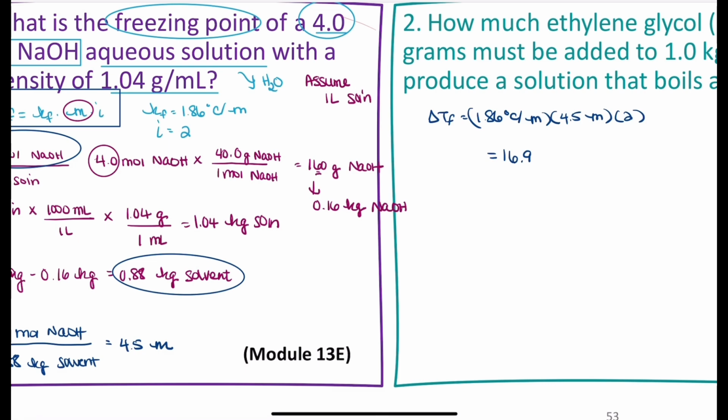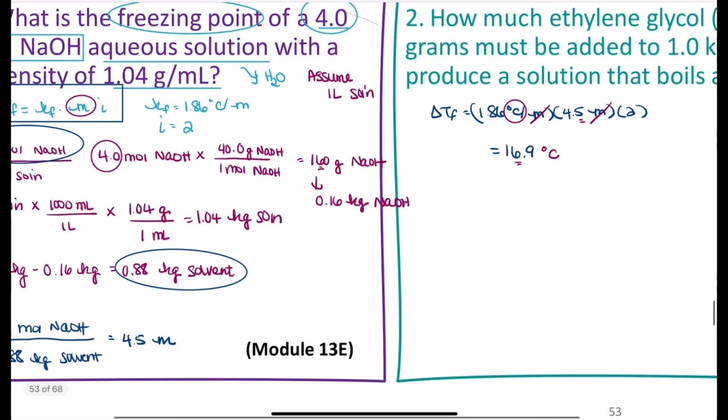What is that really? What are my units here? Let's see. My molality has canceled. Van Hoff factor doesn't have a unit. I've got degrees C, which is good. This should be a change in temperature. So I get 16.9 degrees C. Remember your sig figs, though. You have two sig figs. So this gives me 17 degrees C.